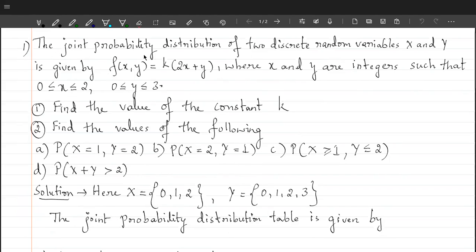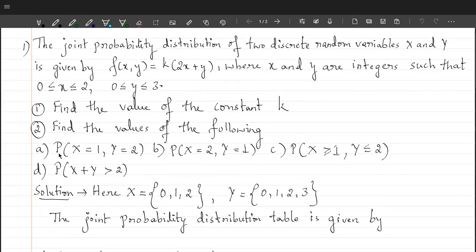The joint probability distribution of two discrete random variables x and y is given by f(x,y) = k(2x + y), where x and y are integers such that x lies between 0 and 2 and y lies between 0 and 3. The questions are: find the value of the constant k, find the values of the following.